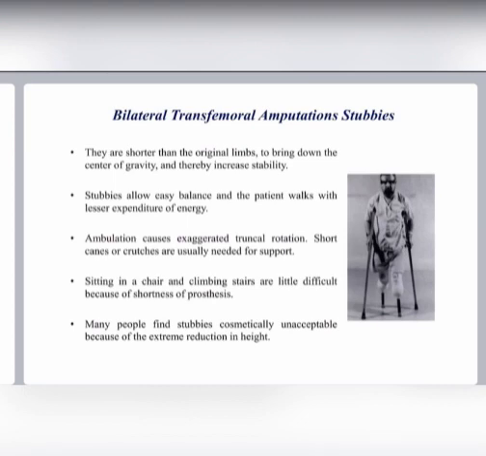Bilateral transfemoral amputation: stubbies. They are shorter than the original limbs to bring down the center of gravity and thereby increase stability. Stubbies allow easy balance and the patient walks with lesser expenditure of energy. Ambulation causes exaggerated truncal rotation. Short canes and crutches are usually needed for support. Sitting in a chair and climbing stairs are a little difficult because of the shortness of the prosthesis. Many people find stubbies cosmetically unacceptable because of the extreme reduction in height.